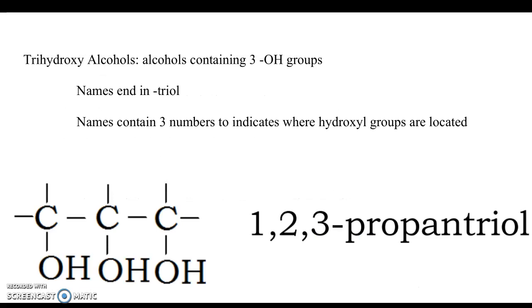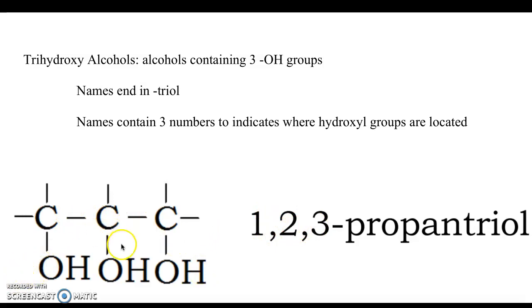There's also trihydroxy alcohols, which would contain 3 alcohols. Those names are going to end with triol, and the names are going to have 3 numbers to indicate the location of each of those alcohol groups. So as you can see, 1, 2, 3, prop and triol. So we have prop, 3 carbons, triol, 3 hydroxyl groups, and 1, 2, 3 because it's on carbon 1, 2, and 3.